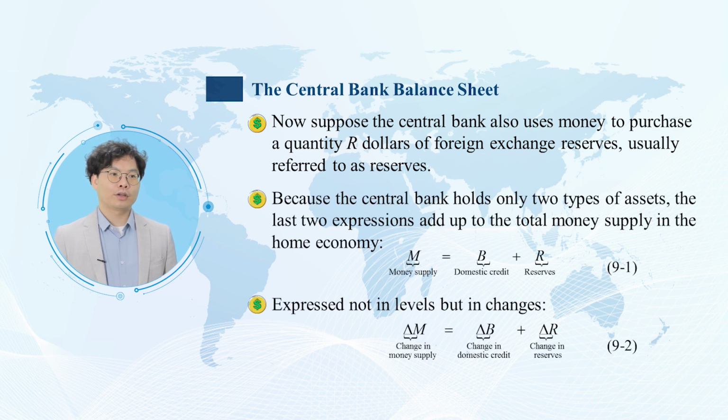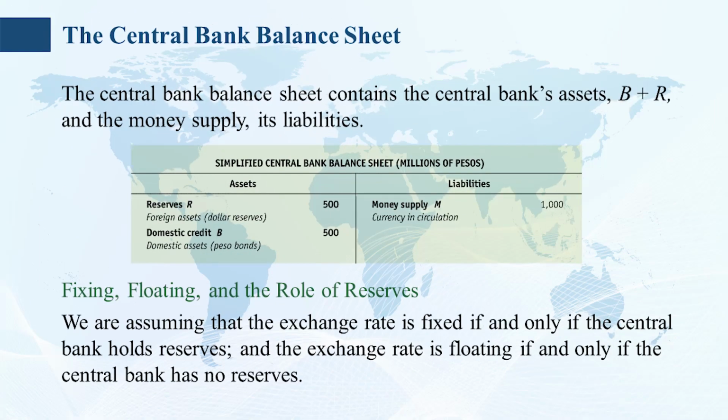For example, if the central bank buys additional reserves, delta R, that is $1,000, the money it spends adds delta M, that is $1,000, to money in circulation. If the central bank creates additional domestic credit of delta B, or 1,000 pesos, it buys 1,000 pesos of government debt, and this also adds delta M, or 1,000 pesos, to the money in circulation.